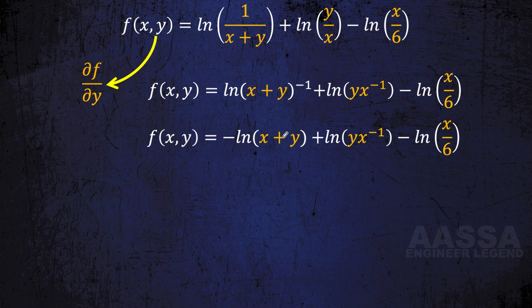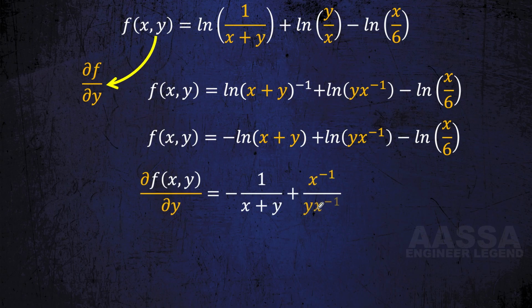What about here? The derivative of this function with respect to y: if we differentiate x plus y, x is going to become 0 and y is going to become 1. So we're going to have 1 over the original function, not forgetting our negative right here. And in this case, we're going to have x to the power negative 1 over the original function, and this one is going to become 0. Okay, so this is what we're going to get, right?